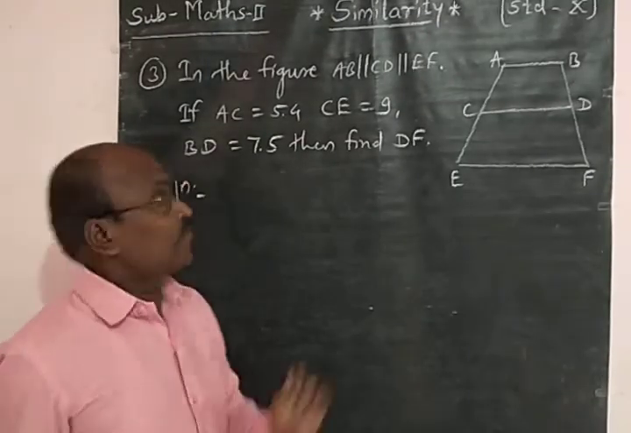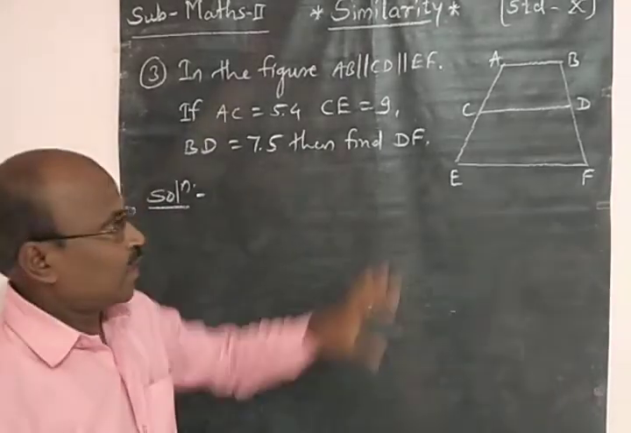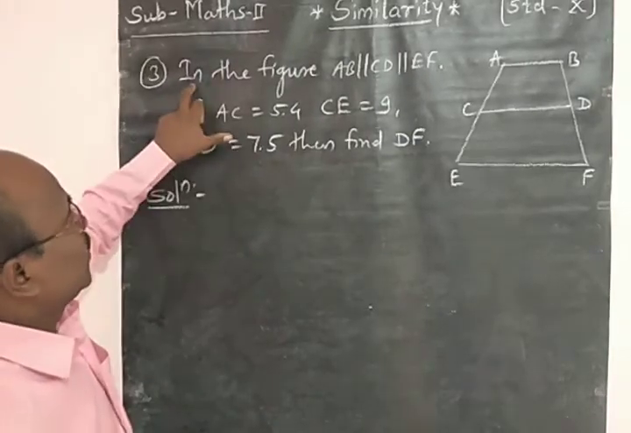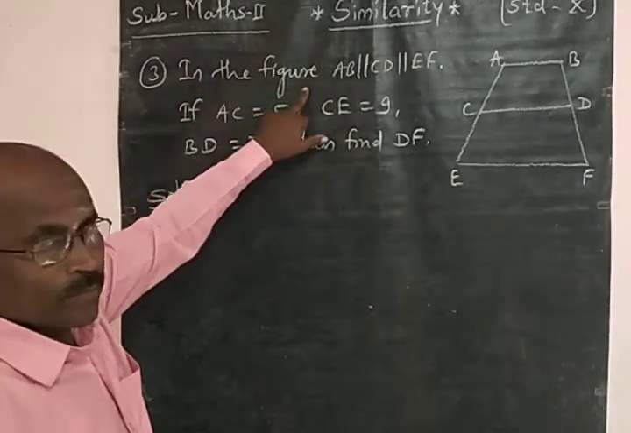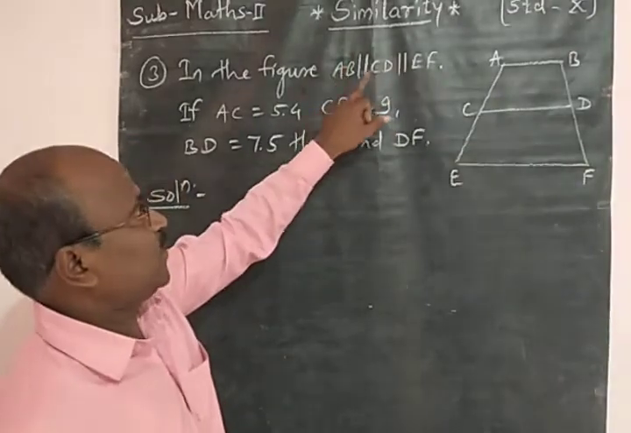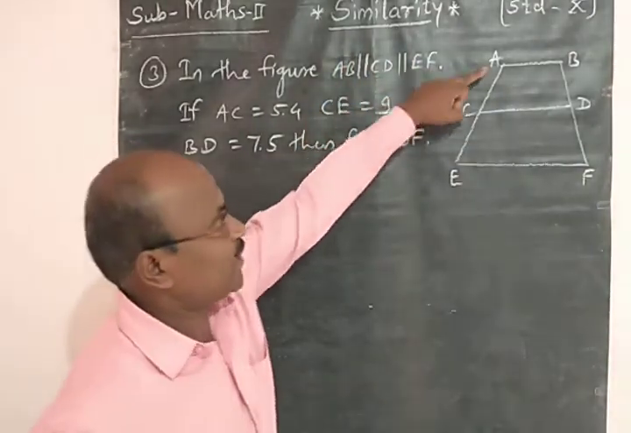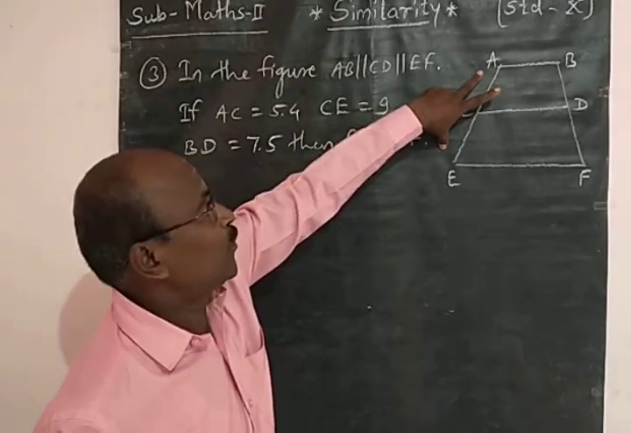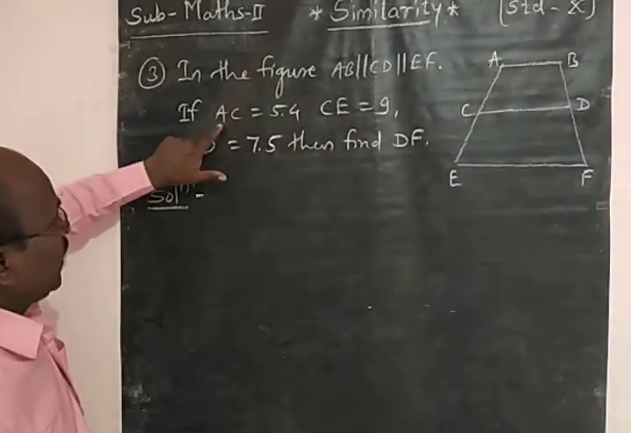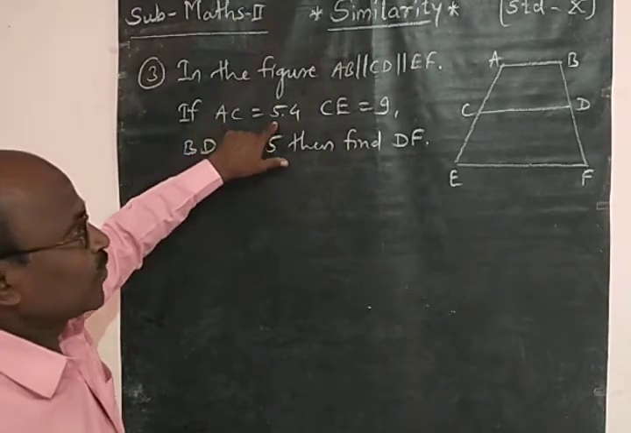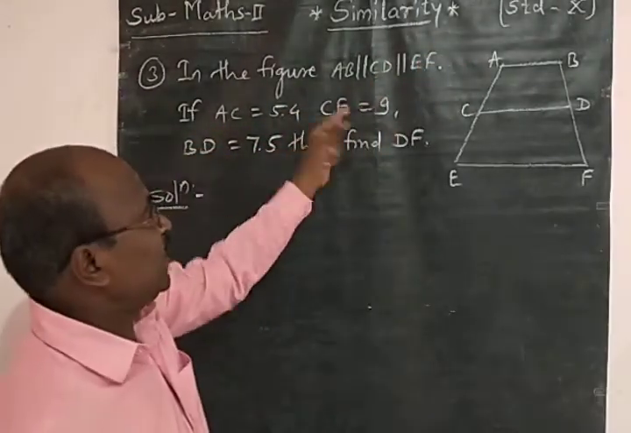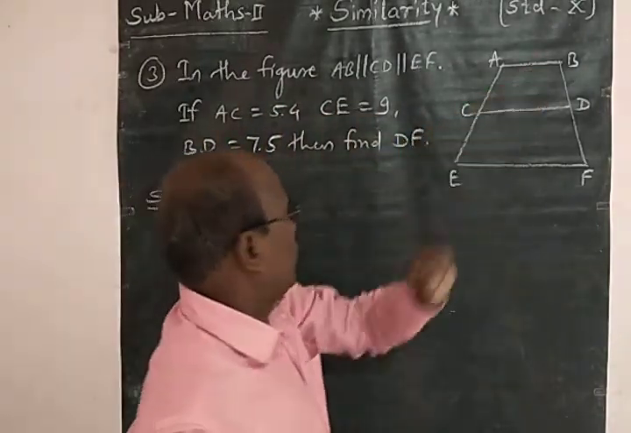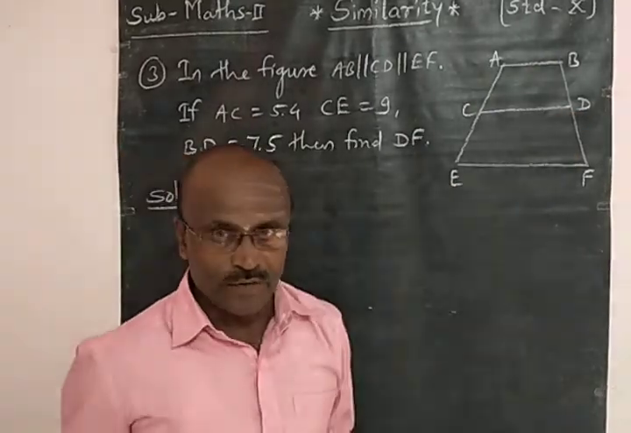Now you have to study the third example on the property of three parallel lines. Now look here in the example, in this figure, AB is parallel to CD is parallel to EF, means AB, CD and EF, these three segments are parallel to each other, and AC is 5.4, CE is 9, BD is 7.5, and then we have to find DF.